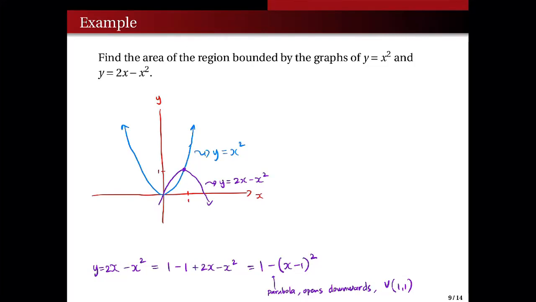So where is the region? The region must be enclosed by these two functions. The region will be this part here.